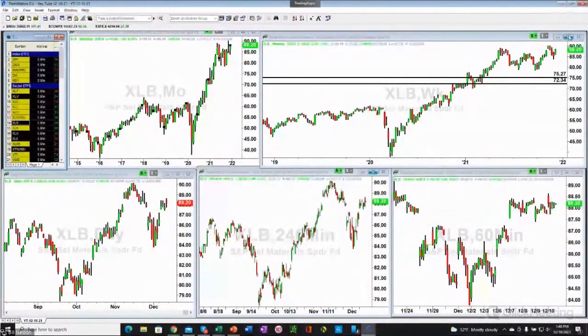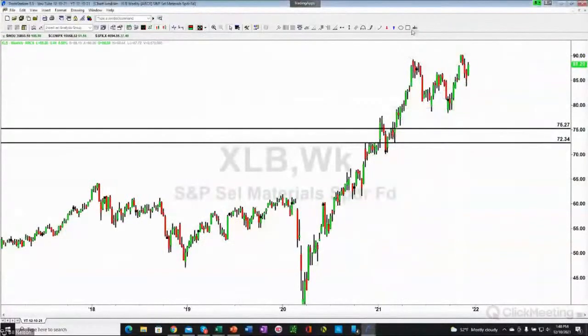XLB, these are materials. If you're anywhere familiar with the industrial area, these are the specialty chemical companies. These are the companies that make the front end of, I don't want to say the supply chain, but the front end of the manufacturing sector. These are the companies that make the plastics that go into so many end-use products that we have in our homes or that are in stores. So that's what the materials sector is all about. And again, looking at an opportunity here at 75.27 to 72.34.